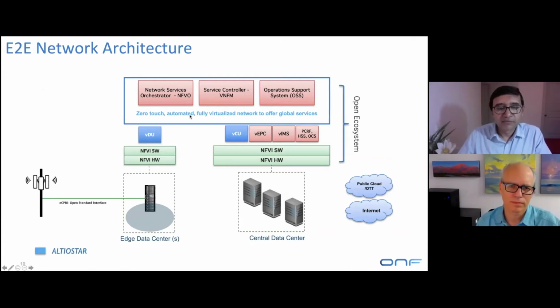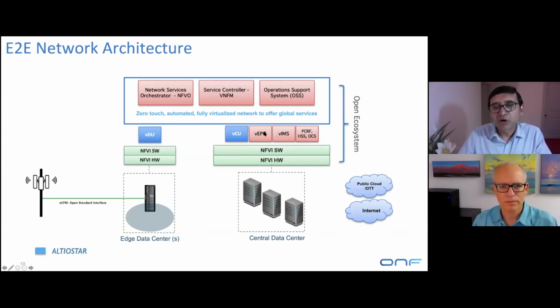This is a view of the end-to-end network architecture, and this is actually the way we have been deployed. So CUs are typically deployed at central locations, at the central data center, along with EPC, IMS, and other core equipment. And then DUs are deployed in the edge cloud. And then we have open interface with the radios.